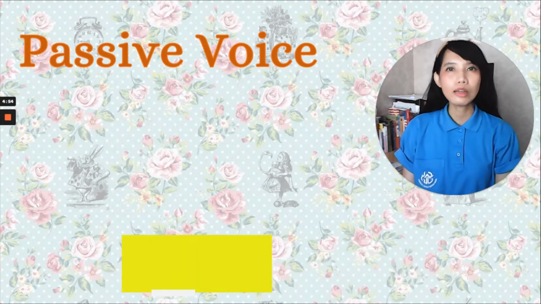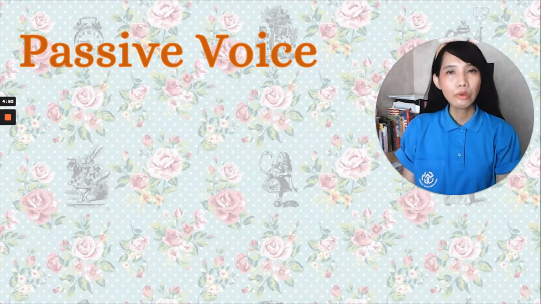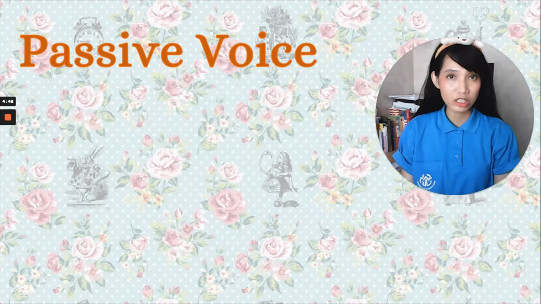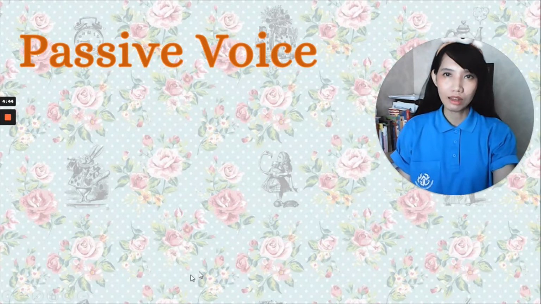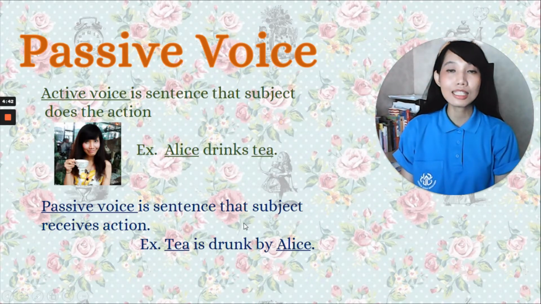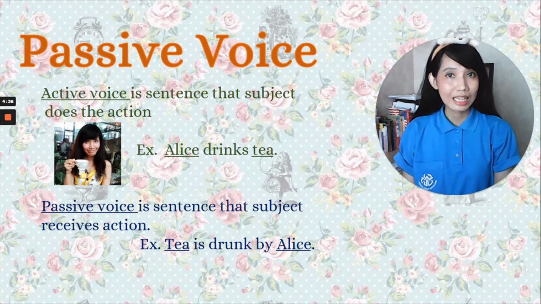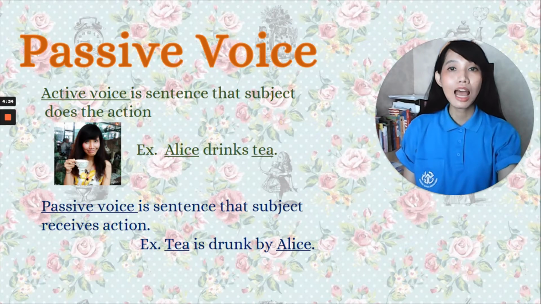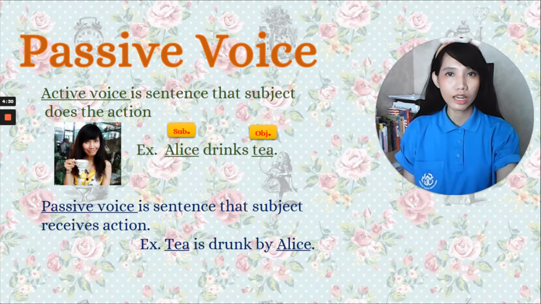Today we're going to learn about passive voice. Before we know about passive voice, we have to know about active voice first. So what is this active voice? Well, active voice is a sentence where the subject does the action. For example, Alice drinks tea. In this sentence, Alice is the subject and tea is the object.